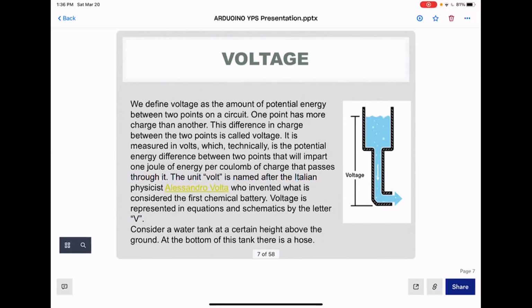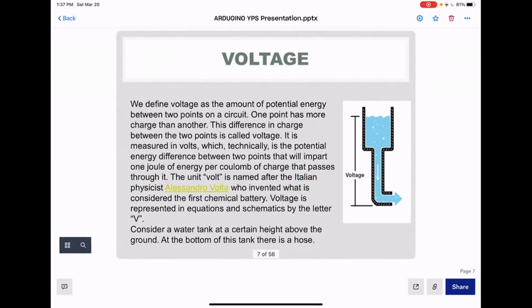So voltage, basically, I like to use this example of a water tank because it's really hard to explain what current and voltage are, because we really can't see charges moving around. Voltage is basically a potential difference between 2 points in a circuit. You have to have a potential difference to have the current moving, so you can light up an LED, for example.